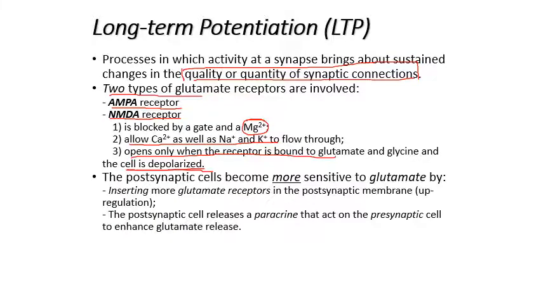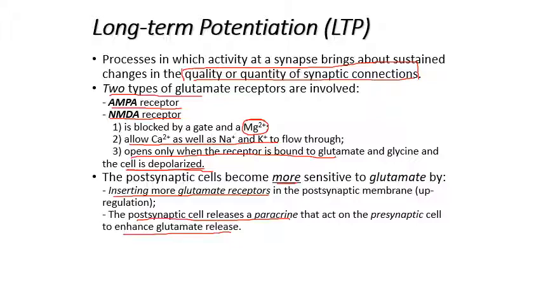Okay. And we're going to see that the postsynaptic cell becomes more sensitive to glutamate. There's going to be an insertion of more glutamate receptors on the membrane. If there are more receptors, that postsynaptic cell can respond more strongly to glutamate being released. The postsynaptic cell will also release a paracrine that will cause increased release of glutamate. So we have a twofold effect. We have more glutamate being released by the presynaptic neuron, and we have more receptors on the postsynaptic cells, so we can get a stronger signal.